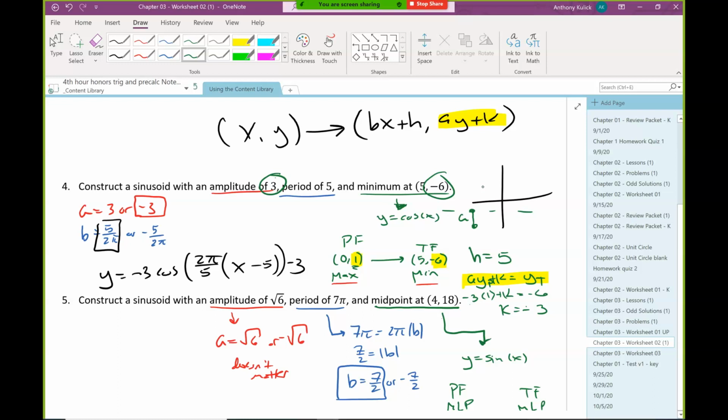But I like it because it connects back to the graphing stuff that we had just been doing. So it felt like a natural connection, and it reinforces this idea, which I think is an important one.